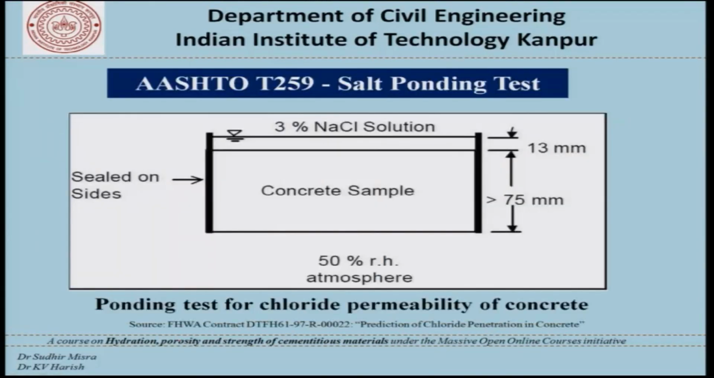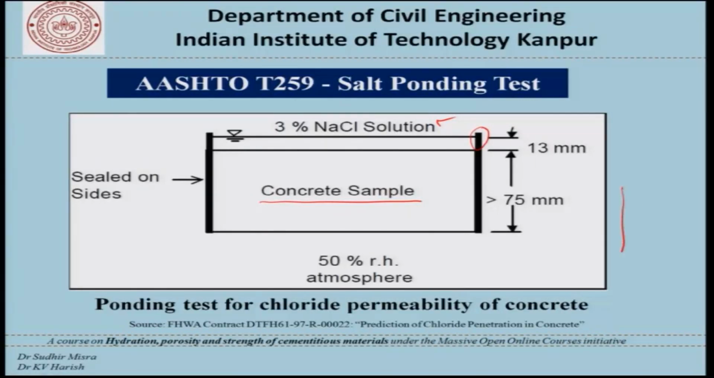In fact, now let us go to the third test, which is the last one for the day, and that is the ASTM T259 salt ponding test. You can imagine that chloride penetration in concrete is one of the most severe reasons for deterioration of concrete structures, and therefore has attracted the attention of researchers more than a lot of other mechanisms perhaps. So, this one here is a salt ponding test where the concrete sample is sealed on the sides and a 3% sodium chloride solution is ponded. We build a dike here on the surface.